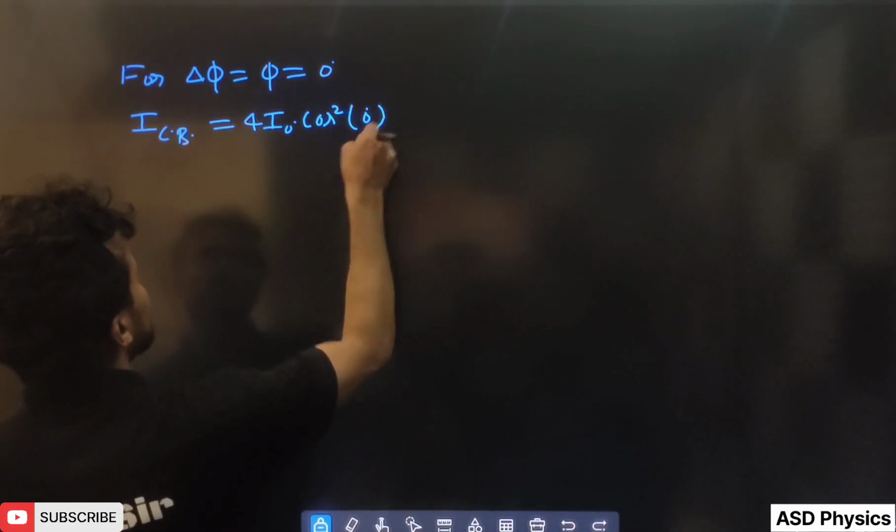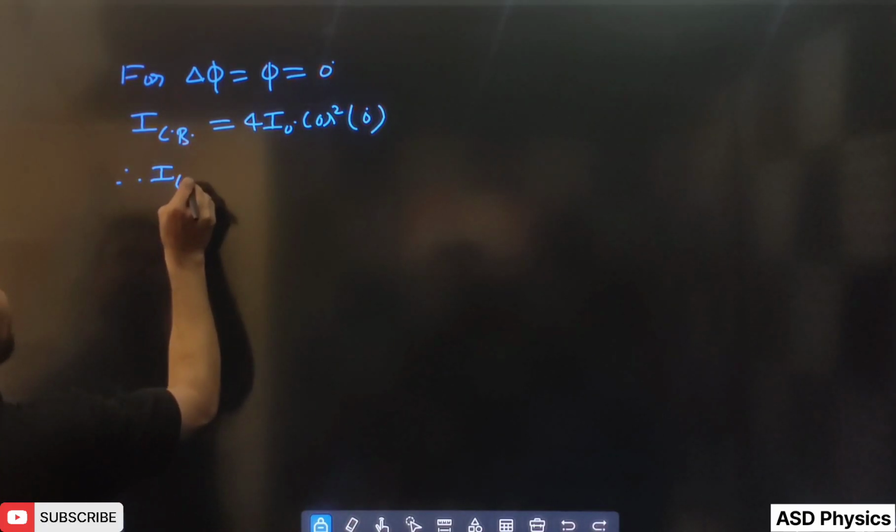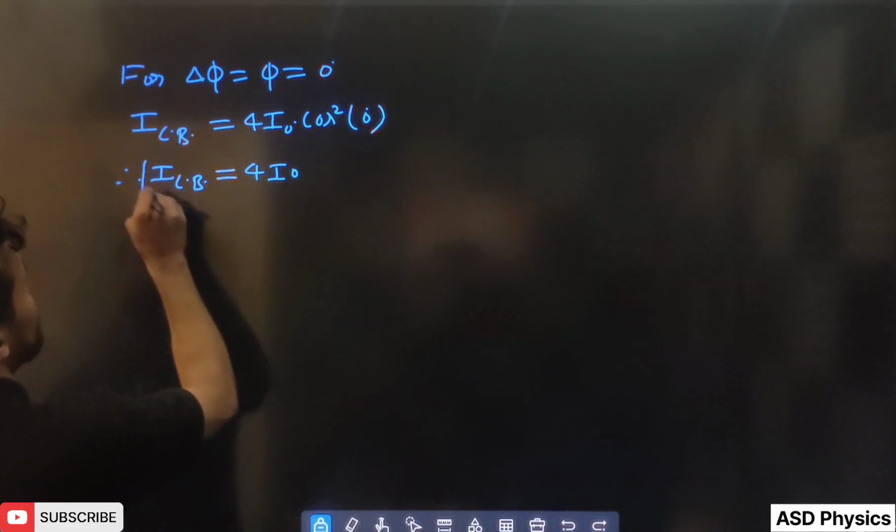At the central bright, we get 4I0 into cos square phi by 2. Now that means cos square 0, cos 0 is how much? 1. That means, students, I central bright will be 4I0. Okay. Now we are going to enter into the question.